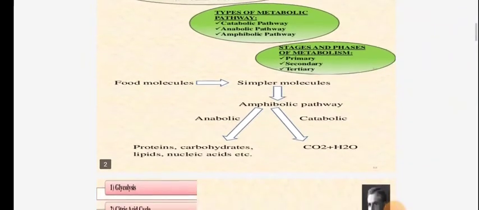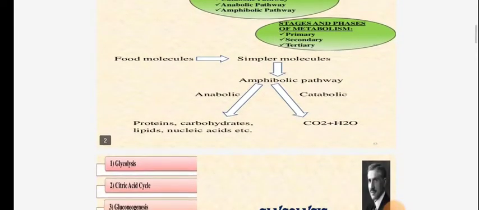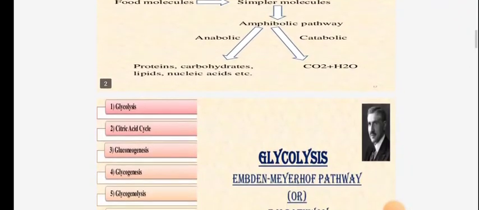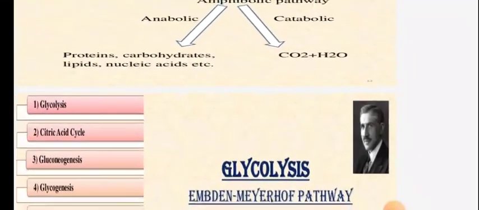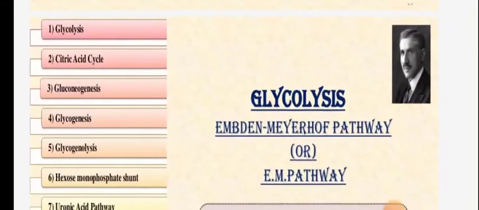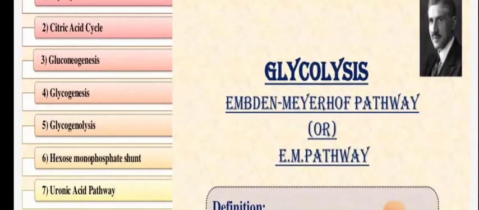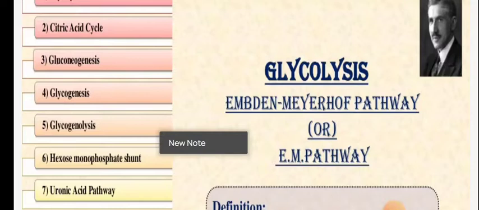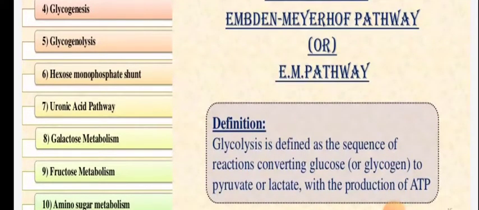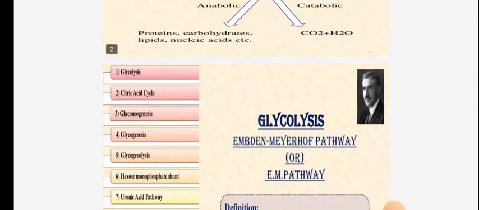Then if we take the food molecules, the simpler molecules are divided into the amphibolic pathway, and amphibolic into two: anabolic and catabolic pathway. The anabolic pathway gives proteins, carbohydrates, lipids, nucleic acid, and the catabolic gives carbon dioxide and water. In the pathways, there are these cycles: glycolysis, then citric acid cycle, gluconeogenesis, then glycogenesis, then glycogenolysis, then hexose monophosphate shunt, then uronic acid pathway, the lactose pathway, fructose pathway, and amino sugar metabolism. So these are the main 10 pathways.